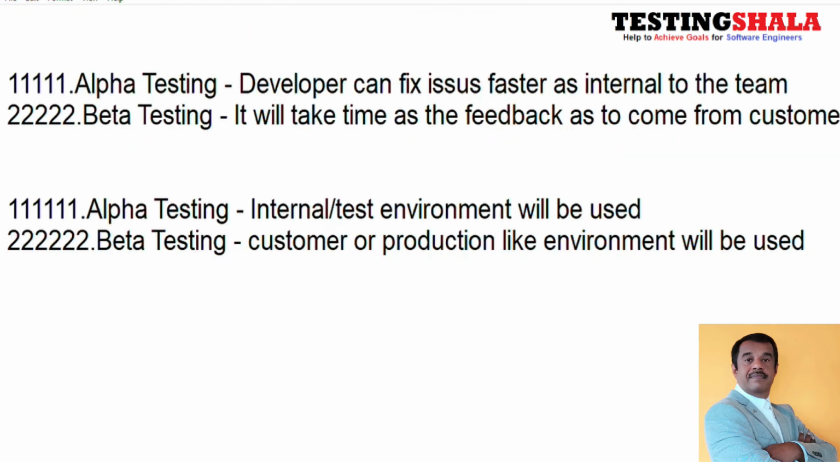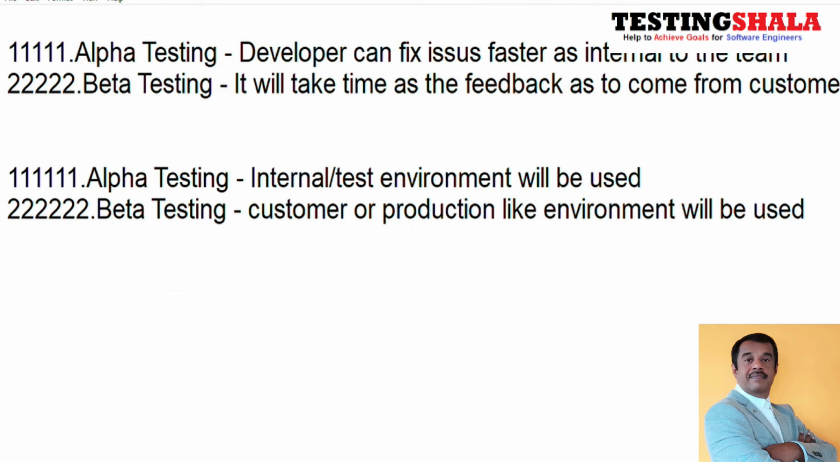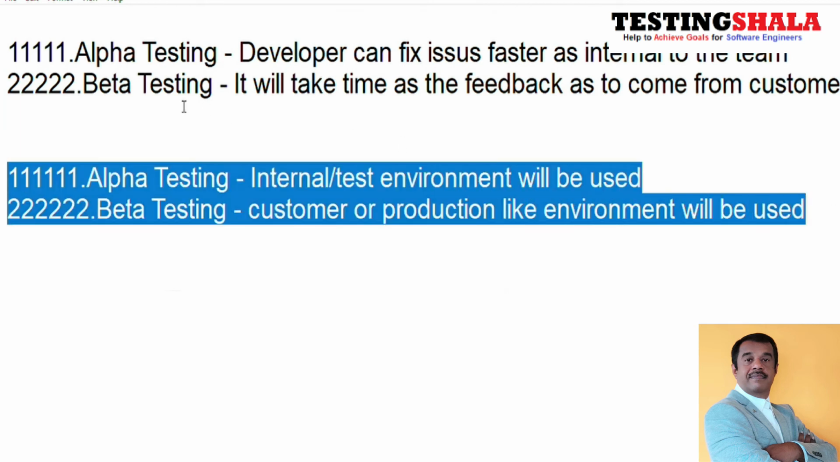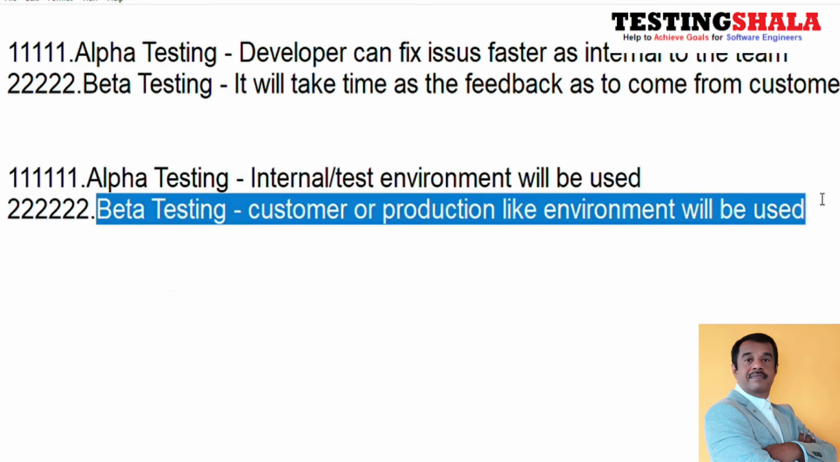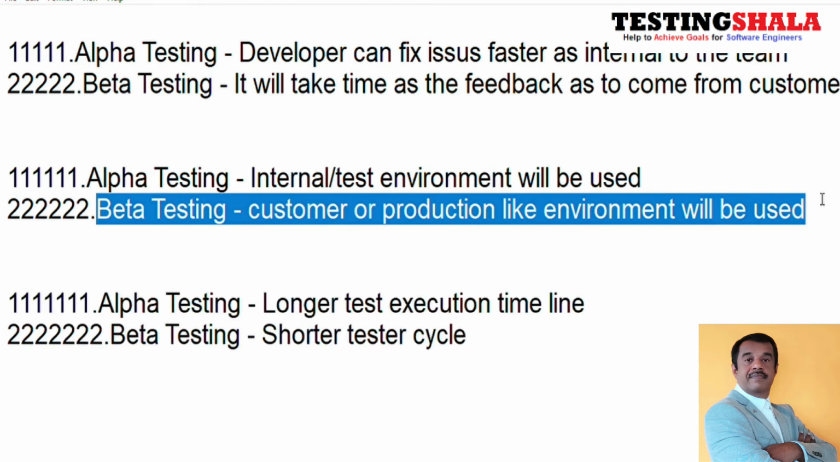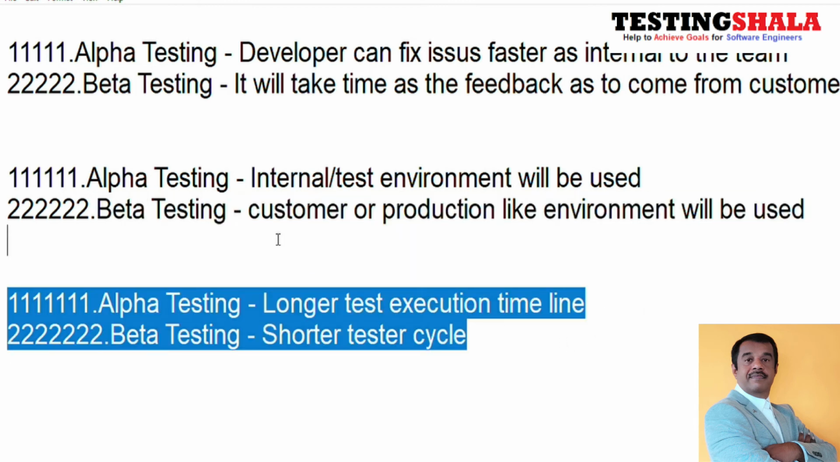The next difference is that in alpha testing, purely because it is done by the internal team, we will be utilizing more of an internal test environment. But in beta testing, we will be using an environment similar to production for testing.